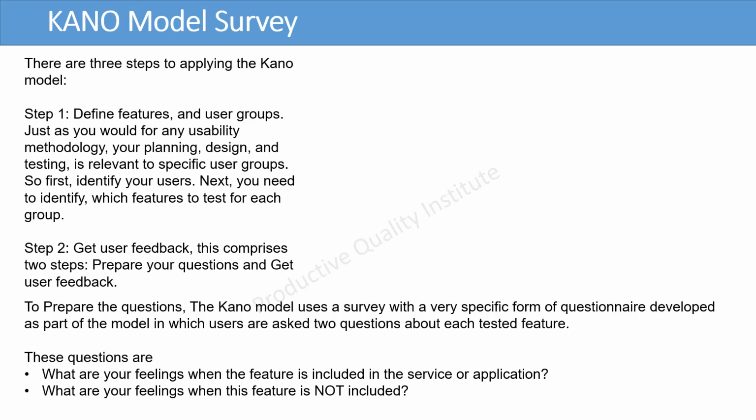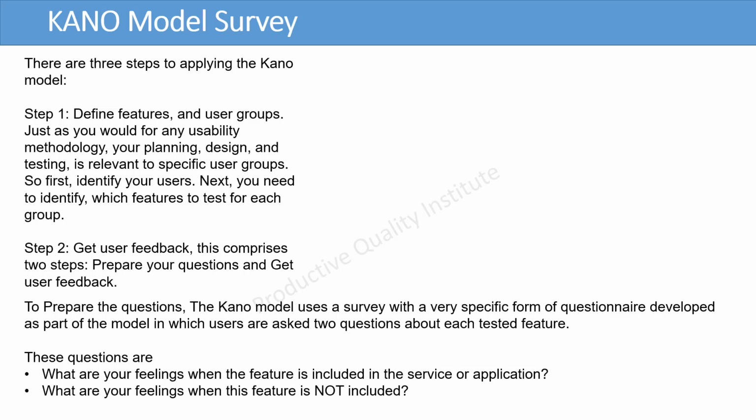Step 2. Get user feedback. This comprises 2 steps. Prepare your questions and get user feedback. To prepare your questions, the Kano model uses a survey with a very specific form of questionnaire developed as part of the model, in which users are asked 2 questions about each tested feature. These questions are: what are your feelings when the feature is included in the service or application? What are your feelings when this feature is not included?